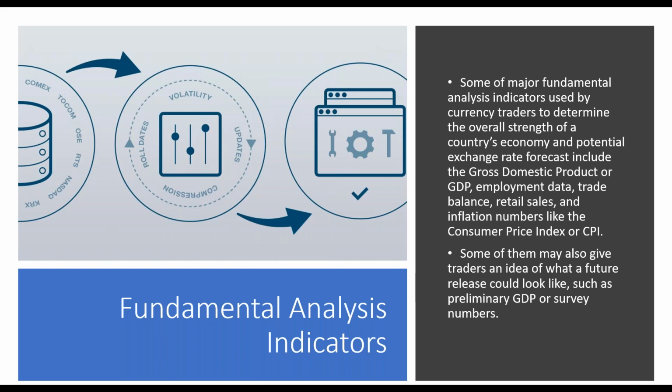So some of the major fundamental analysis indicators used by currency traders to determine the overall strength of a country's economy and potential exchange rate forecasts include gross domestic product, known as GDP, and employment data, known as the jobs report in the US. In Australia, it's just a jobs report. In the UK, it's called the, oh, where's my brain? The claimant count. Okay. Then we have retail sales. We have factory reports. We have inflation numbers, which is the consumer price index.